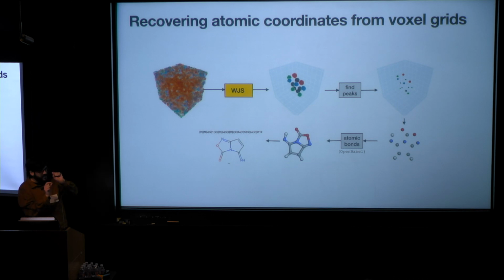We do some optimization, so we move those points around a little bit to better fit the grid that has been generated. And then once we have that, we have a point cloud of atoms, just like every other method that operates on point clouds. And then from there, we use chemoinformatics software just to find the bonds of those molecules. And then finally, we have a molecule, and we can do anything we care with that. In particular, give this to computational chemists for them to assess the quality of those molecules.